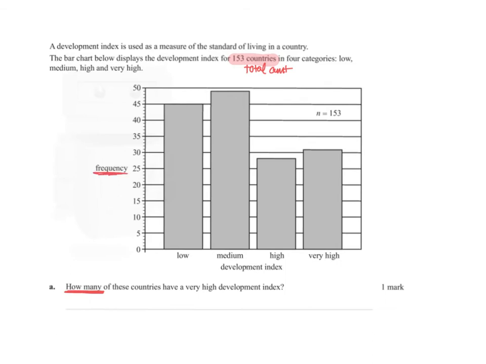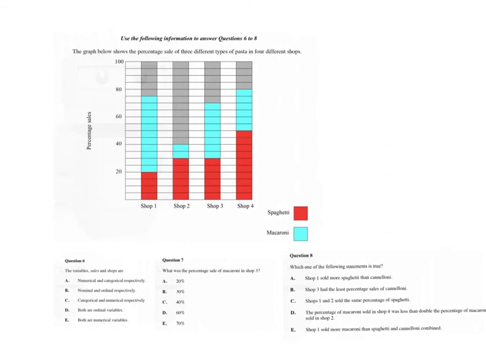So I go and check. Yep, frequency, not percentage, so that's okay. How many of these countries have a very high index? So I go to very high and I read off here. What are we going to say? 31, roughly. You'll be able to use your rule across. So we'll say 31.